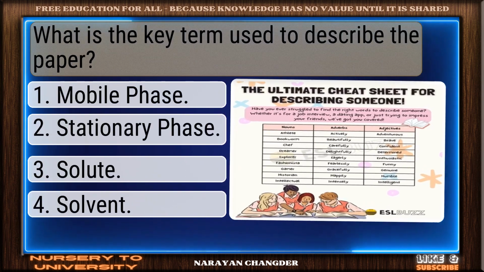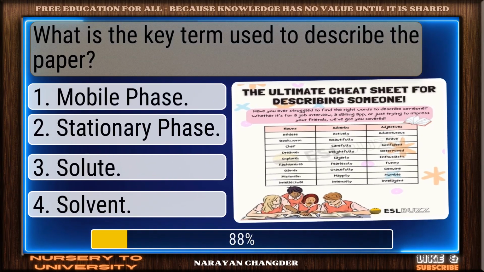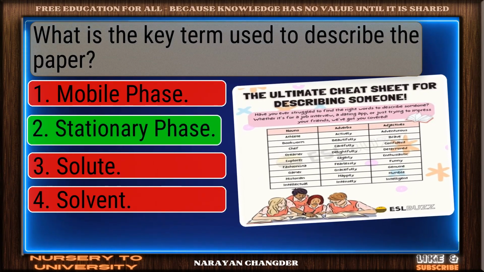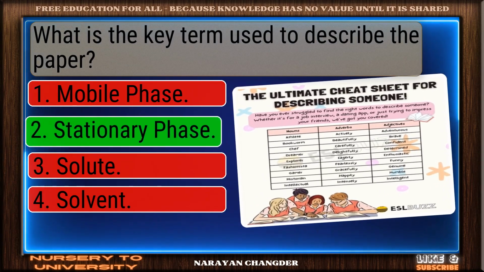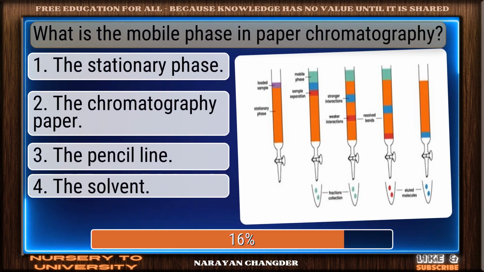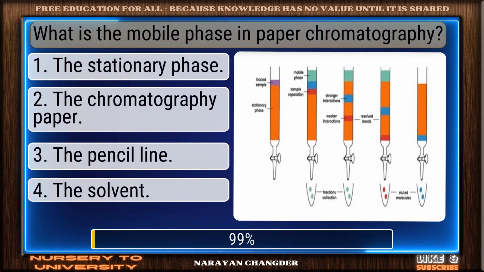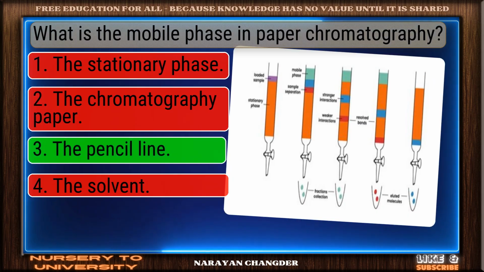What is the key term used to describe the paper? Nice work. You chose stationary phase, and it is correct. What is the mobile phase in paper chromatography? Correct response. The pencil line is the most accurate answer.